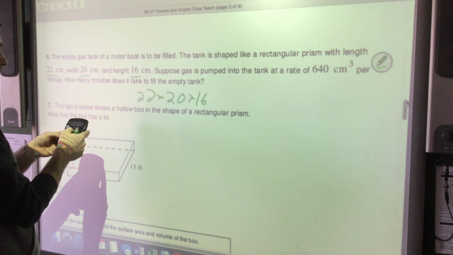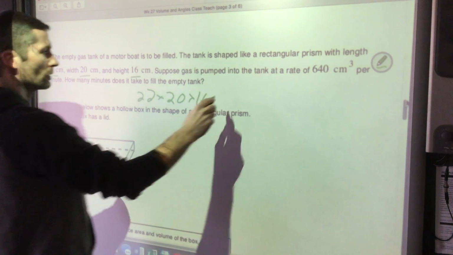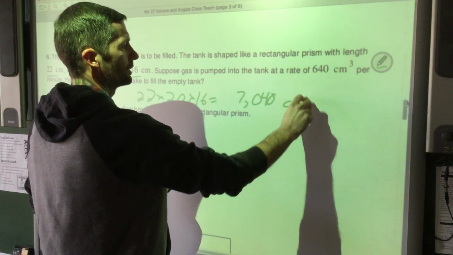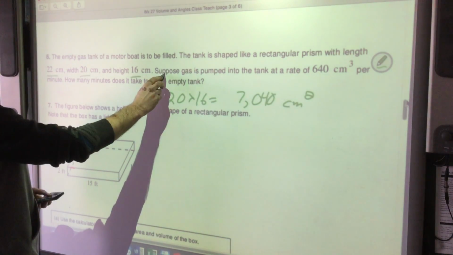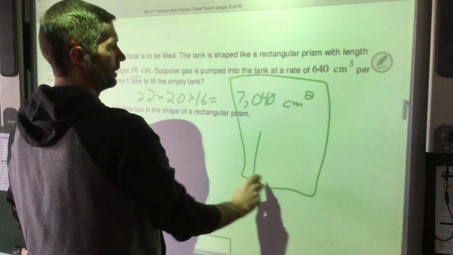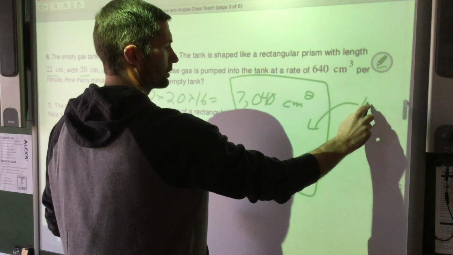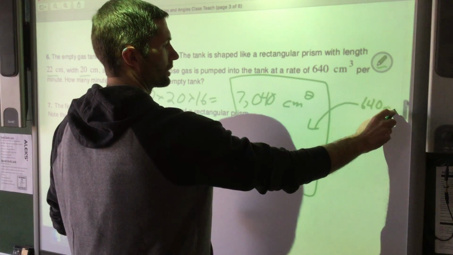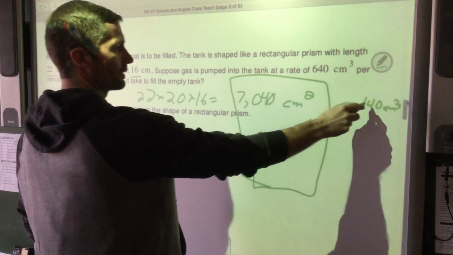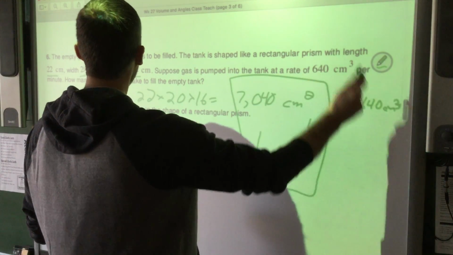Oh, messed up. 22 times 20 times 16 gives you 7,040 centimeters cubed. Okay. Suppose a gas is pumped into the tank, so we got this big tank here, at a rate of 640 cubic centimeters per minute. So I'm putting 640 centimeters cubed each minute. Okay, so after 1 minute, we got that much in. After 2 minutes, double that. 3 minutes, double. Keep adding.